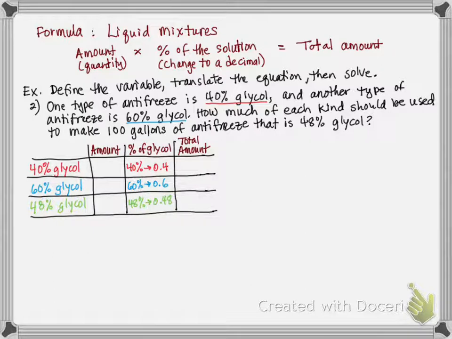And then let's go back and read to see if we can find something else. One type of antifreeze, 40% glycol. Another type of antifreeze is 60% glycol. How much of each kind? Ooh, so we don't know the first or the second one. Should be used to make 100 gallons of antifreeze. So what I do know is that there's 100 gallons of the antifreeze.